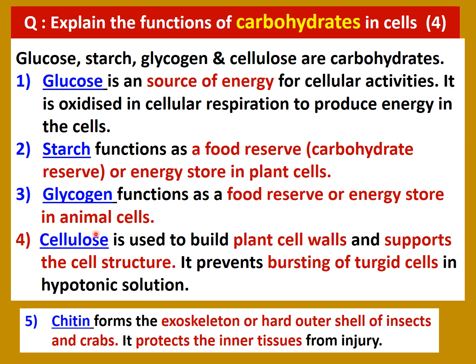And fourthly, cellulose. Cellulose is used to build the plant cell walls, and it functions as a support structure. For example, it can help prevent the bursting of turgid cells because the cell wall is made strong and tough by the cellulose. Lastly, this is an extra point not found in the books. Chitin, which is a polysaccharide too, forms the exoskeleton or cuticle of insects, and hence it protects the inner tissues from injury. It's the outer skeleton of the insects.